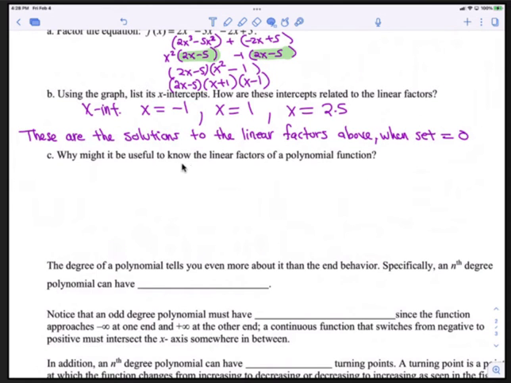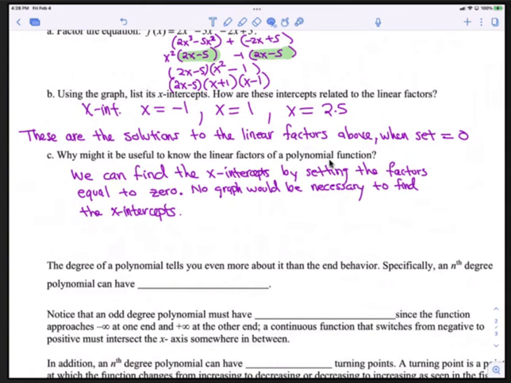And why might it be useful to know the linear factors of a polynomial function? Well, if you don't have a graph, you can still find the x-intercepts. You can find the x-intercepts by setting the factors equal to 0. No graph would be necessary to find the x-intercepts.